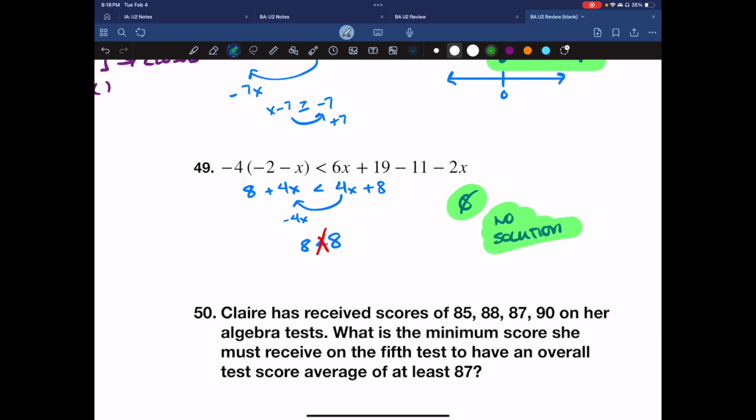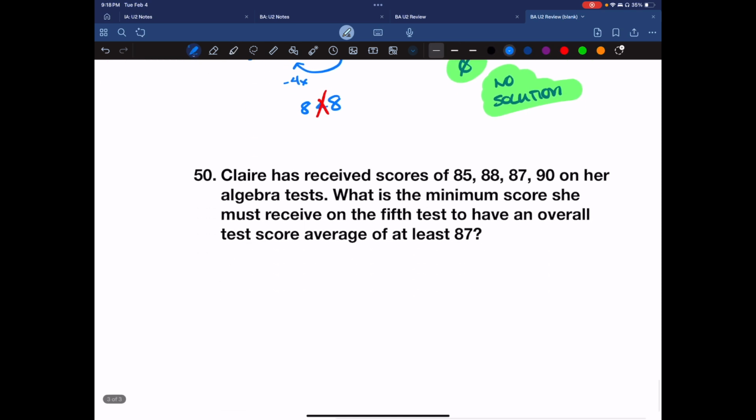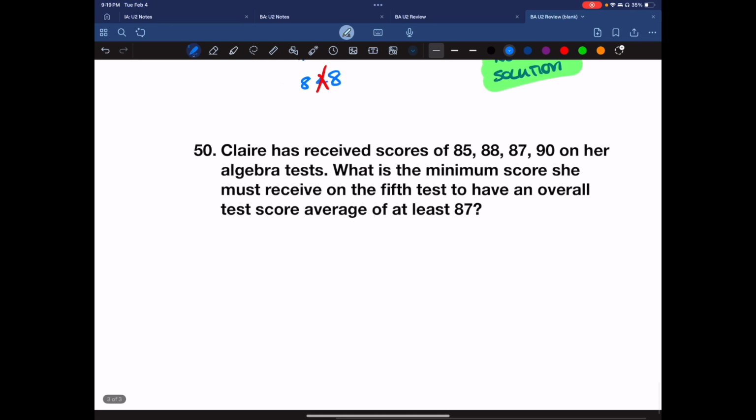All right, last one. We're done. Claire has received scores of 85, 88, 87, 90 on her algebra test. What is the minimum score she must receive on her fifth test to have an overall test score average of at least 87? Remember that an average is you add up all your items and you divide by the number of items. So I have 85 plus 88 plus 87 plus 90 plus some unknown grade for the fifth test. And then I divide all that by 5.